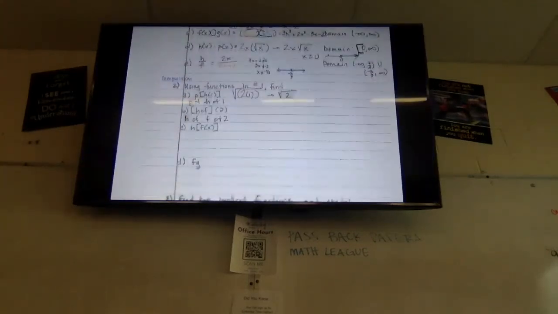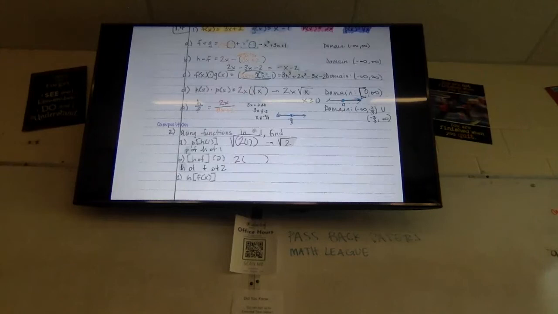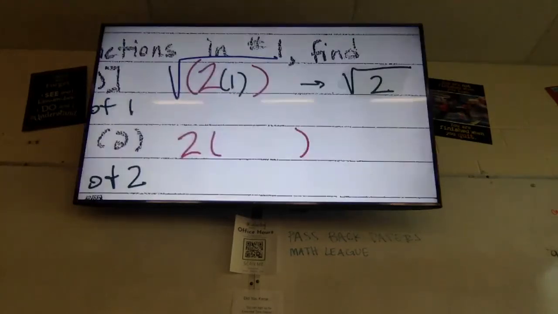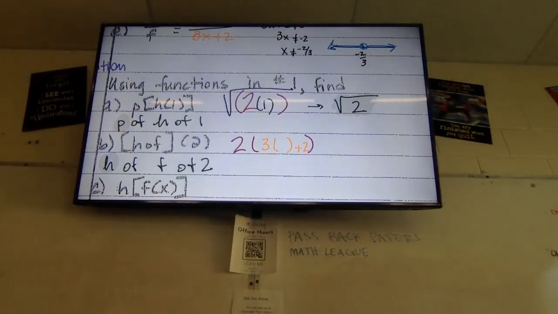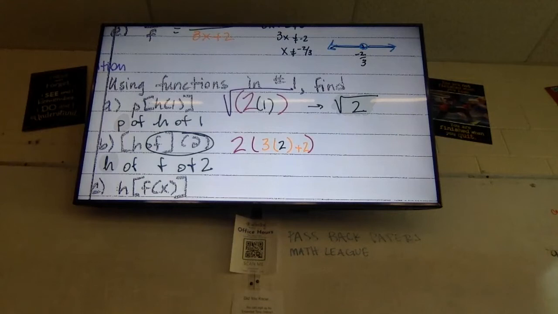So I gotta go find H. Okay, so 2X. So I'm gonna write 2, and instead of writing X, I'm gonna have a big set of parentheses. Inside that parentheses, we're gonna put F, so inside of that parentheses, we're gonna put our 3X plus 2. Now I put parentheses around where that X should be because what am I gonna put in for X in H? 2. Now you can do this in steps. You can do F of 2, figure out what number that is, and then plug that number into H. I like to do it all at once. Either way though, you'll get the same answer.